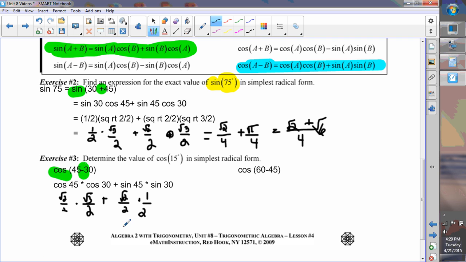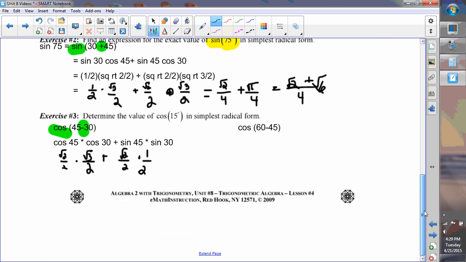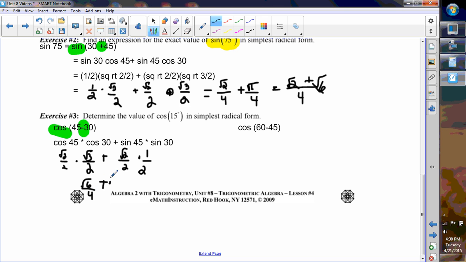So now we're going to put this into place. And we get the square root of 6 over 4 plus the square root of 2 over 4. And when we're done, we add them together. We get the square root of 6 plus the square root of 2 all over 4.